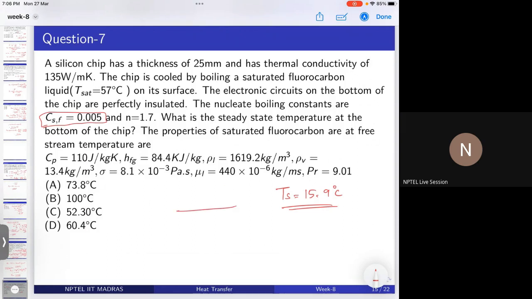So this is the plate. Sorry, this is the chip. So this is the Q, the heat flux that we will get from the Rosenow correlation. So this will be the heat flux that will be conducted. If we find the heat flux from the Rosenow correlation and equate it with Fourier's conduction equation, you will get the bottom surface temperature.